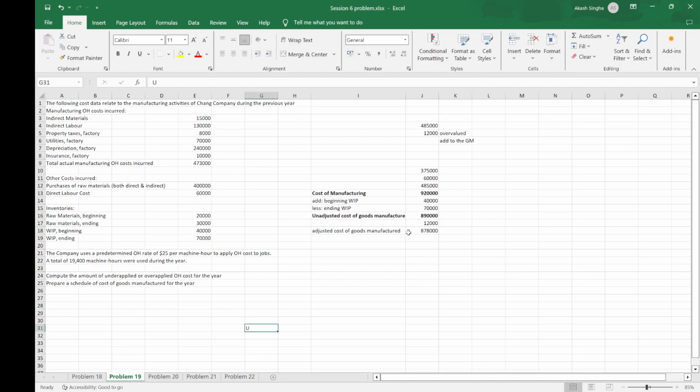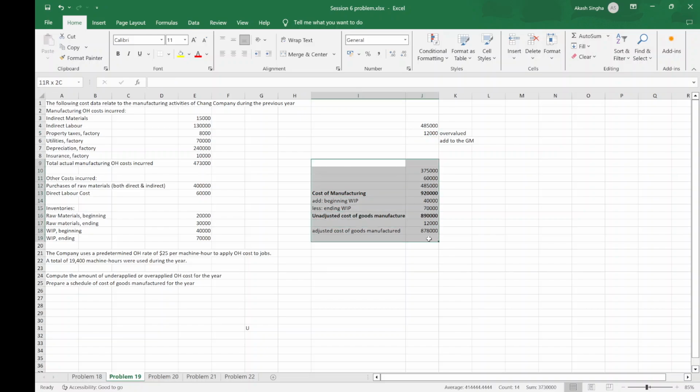So how I did it is, the total overhead cost is given, this value is the actual, and how much we estimated is given with this formula, like $25 per hour and 19,400 machine hours. So multiply these two, you'll get 48,500. So this was our estimation and this was the actual. So we overvalued it by 12,000.